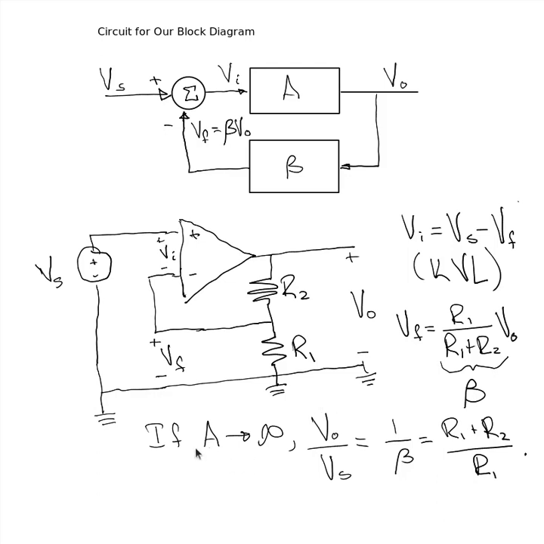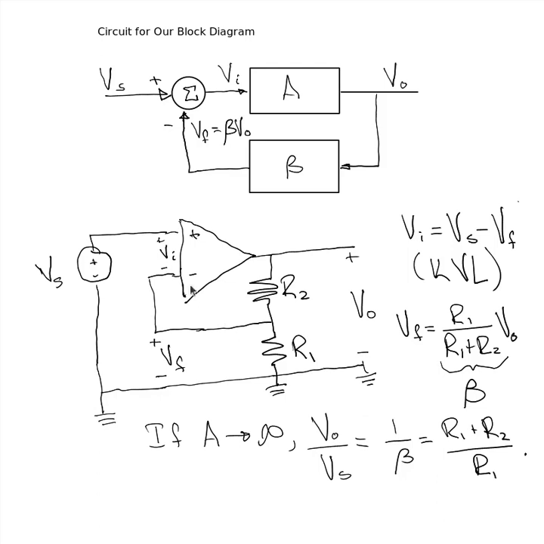And remember, if A went to infinity, Vout over Vs was 1 over beta, and so the gain in this case would be 1 over beta, beta being the voltage divider ratio up here. So it's just (R1 plus R2) over R1, which is actually any positive number greater than 1. So this new system right here is a voltage-controlled voltage amplifier.